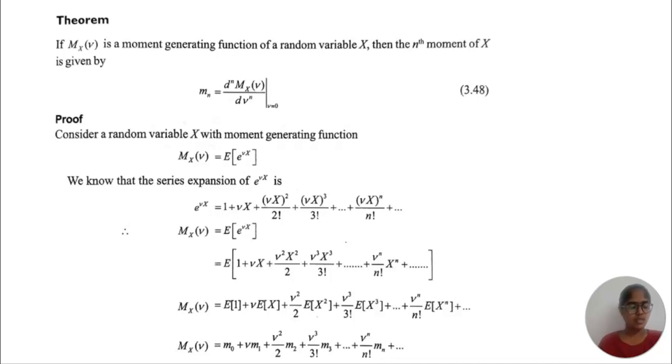Differentiating on both sides, d by d v of M x of v equal to 0 plus m1 plus v into m2 plus v square by 2 into m3. Here m1 equal to d by d v of M x of v, where v equal to 0. Similarly m2 equals d square by d v square of M x of v at v equal to 0. The nth moment from the generating function is m n equal to d power n of M x of v by d v power n.